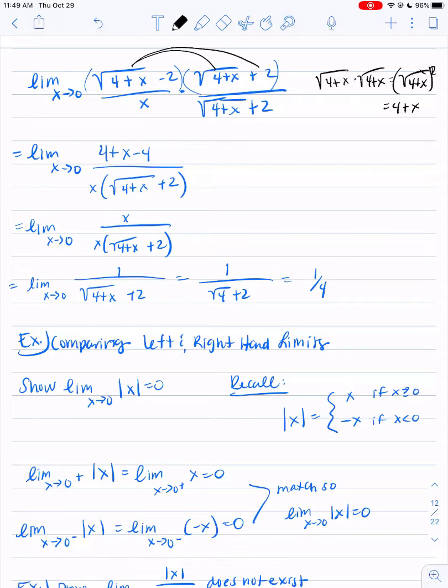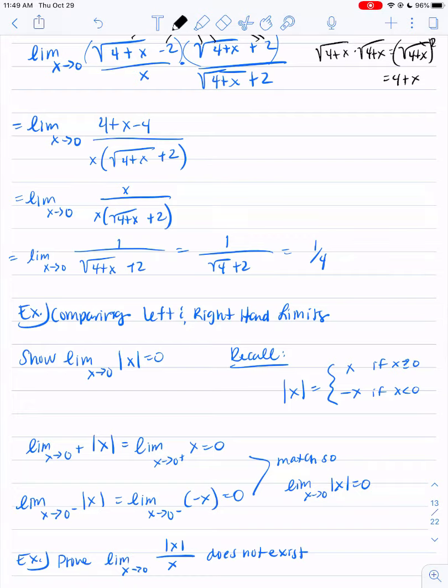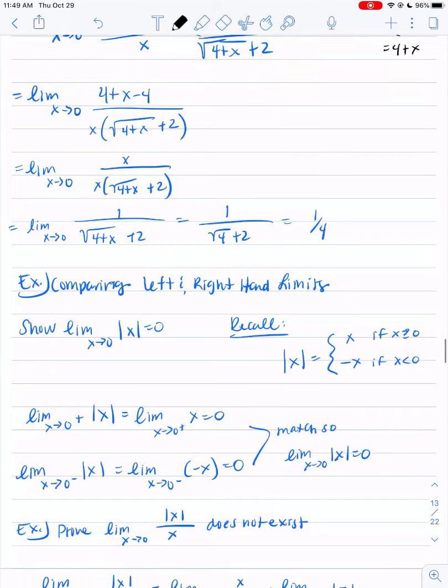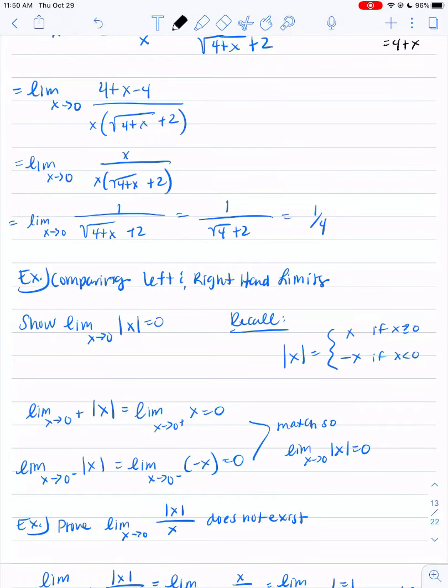And then I have plus 2 times the square root of 4 plus x, but that cancels with the minus 2 times the square root of 4 plus x, so I don't write that. Then negative 2 times 2 is negative 4. So I have 4 plus x minus 4 over x times the square root of 4 plus x plus 2. My 4's on the numerator cancel, so I have x over x times the square root of 4 plus x plus 2. The x's cancel, so I just have 1 over the square root of 4 plus x plus 2.